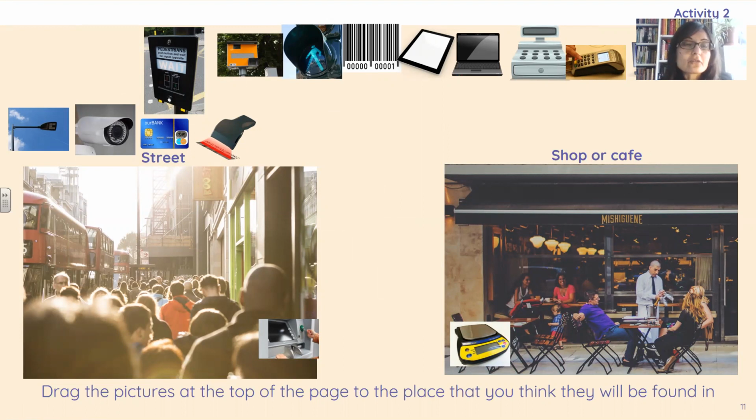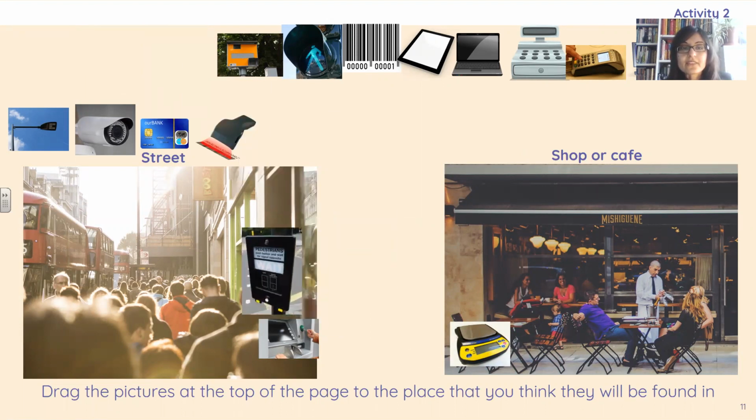Look, pedestrian crossing. So when you press the button to cross the road safely, are we going to find it on the street or will it be in the shop cafe? Right, jump to the side you think it's on. Right, the street.